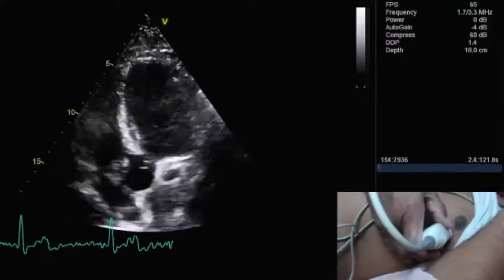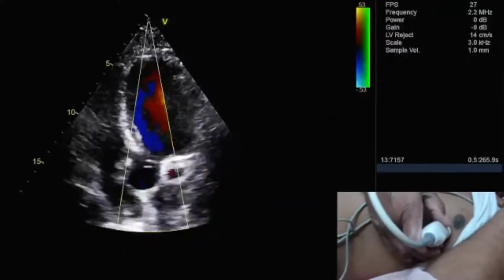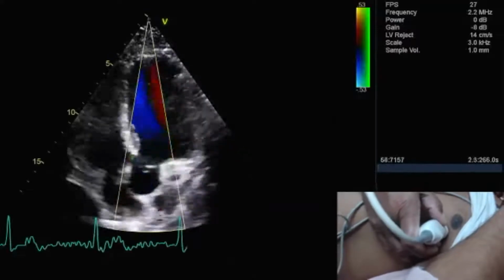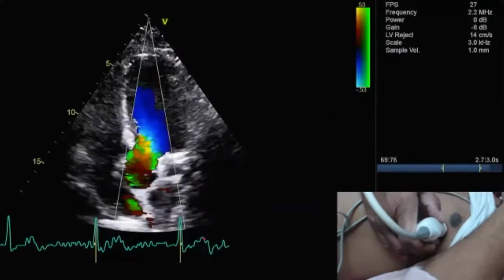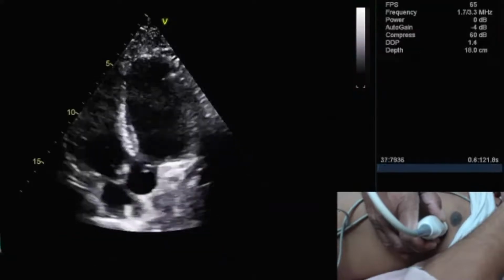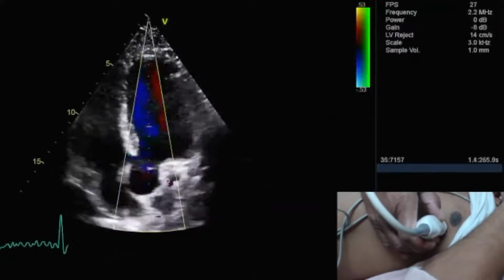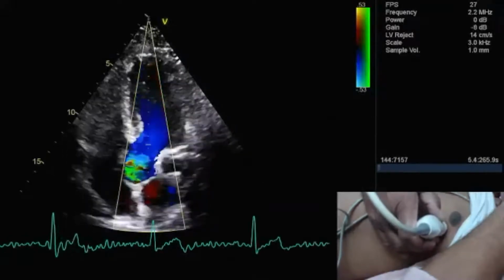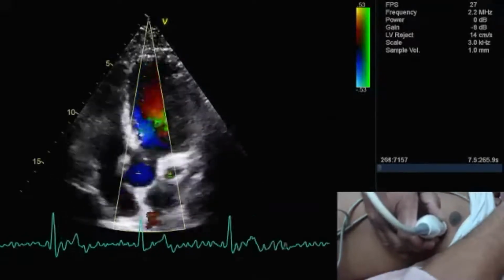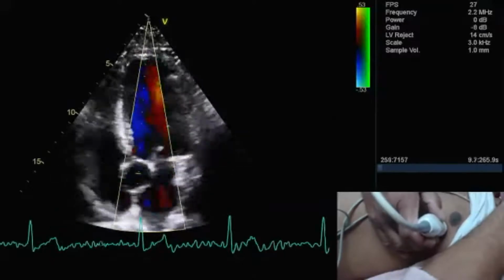And now look at this 5-chamber view. If I keep my sample volume, the same thing you're seeing over here. Now you're able to see red and green and yellow colors. It means the velocity of the aortic flow is also high. So I'm going to see the aortic flow velocity by keeping a sample volume at the LVOT. LVOT is before the aortic valve. The aortic valve is distal to the LVOT.